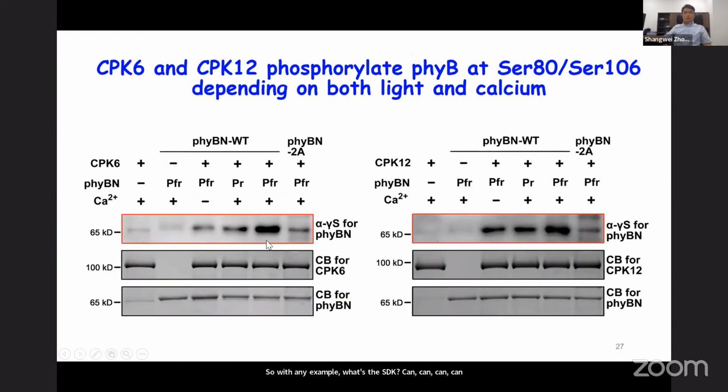By in vitro phosphorylation assays, we find that when PhyB is activated by red light and CPK is activated by calcium, CPK will phosphorylate PhyB, and this depends on these two sites. So these two sites are phosphorylated by CPK during the deetiolation transition. Are these two sites regulated or involved in PhyB nuclear translocation?